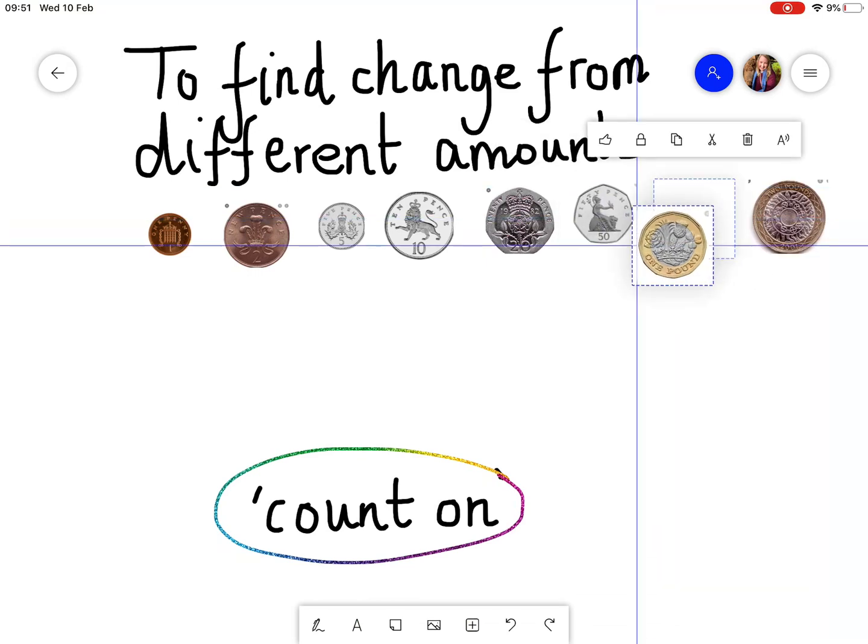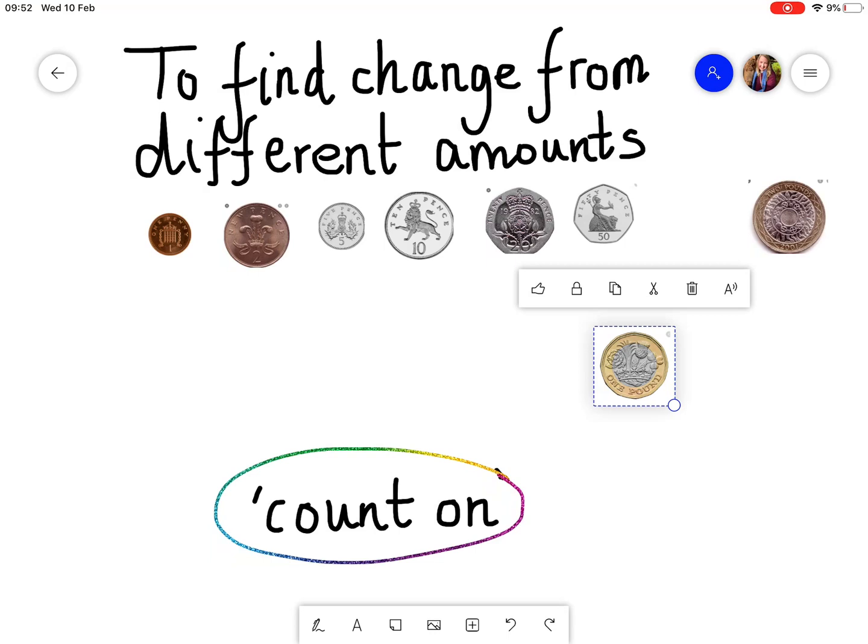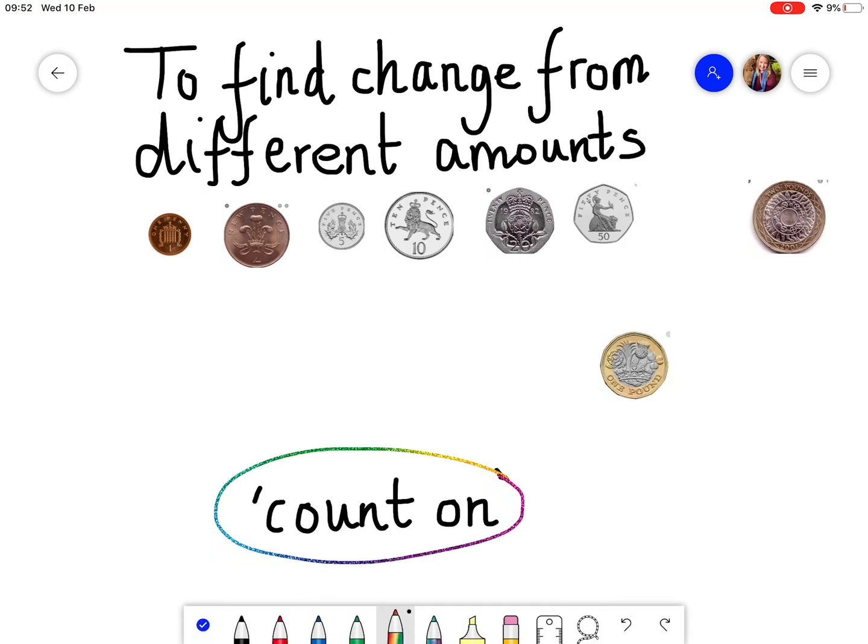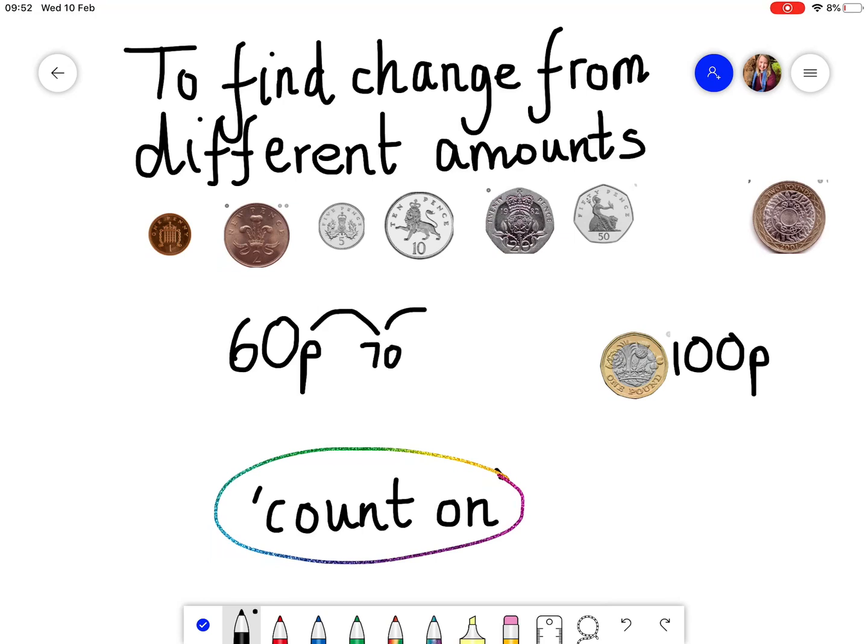This time you gave the shopkeeper £1. And the item you were buying was 60 pence. Now remember, we know this is 100. If we were to count from 60 all the way to 100, we'd be there quite a long time. But I know we could count in tens. So we could say 60, 70, 80, 90, 100.